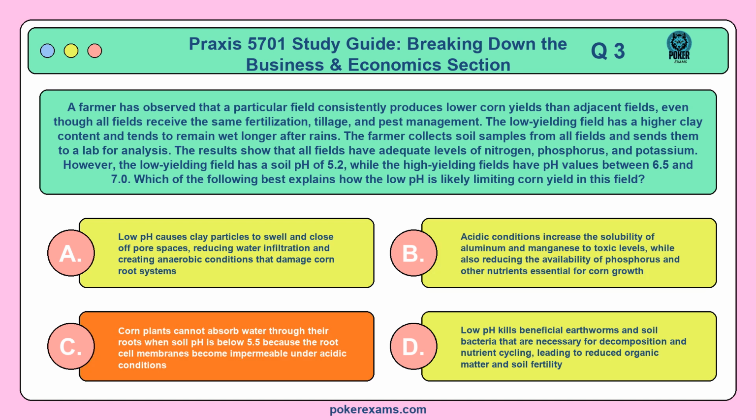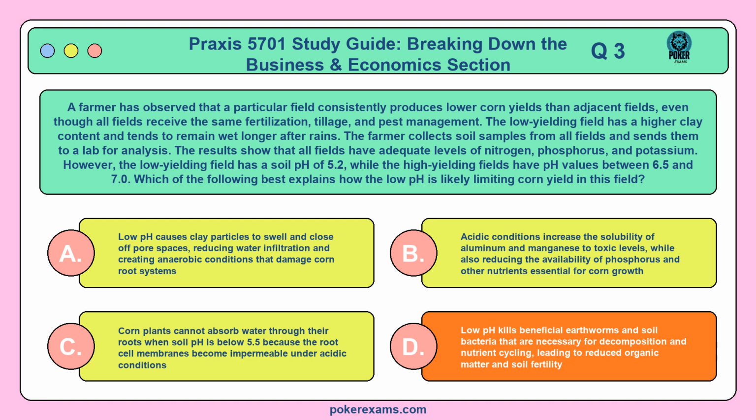C. Corn plants cannot absorb water through their roots when soil pH is below 5.5, because the root cell membranes become impermeable under acidic conditions. Or D. Low pH kills beneficial earthworms and soil bacteria that are necessary for decomposition and nutrient cycling, leading to reduced organic matter and soil fertility.